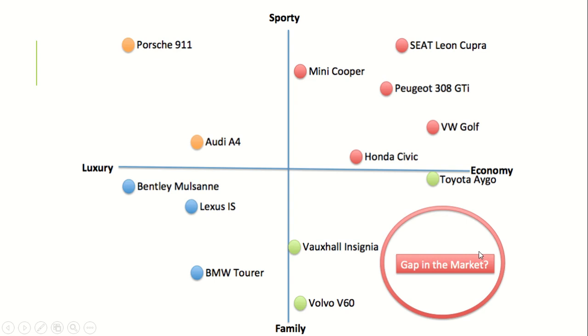Maybe if we segment a market, maybe we actually look at this segment, well, actually there's a segment not being fulfilled here. Maybe we can step in as a company and offer something here. So obviously here, the economy and family in between here. So it has to be pretty cheap, okay, and maybe family orientated.